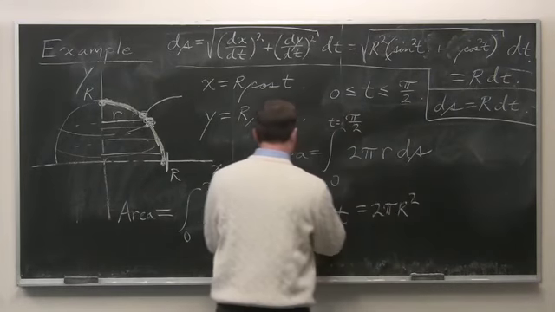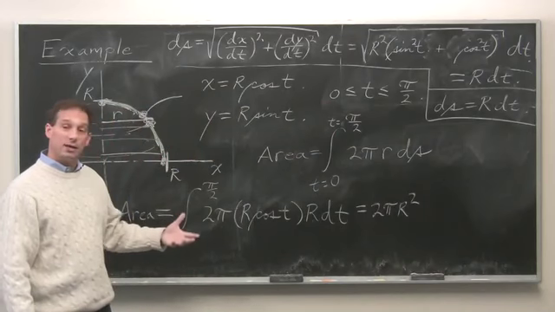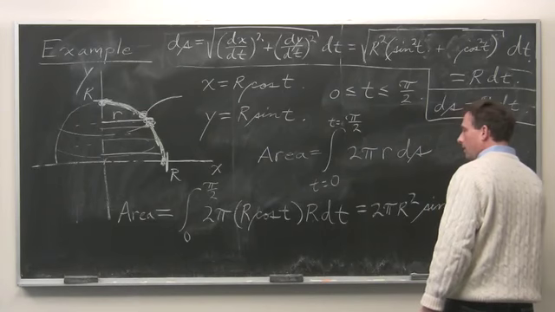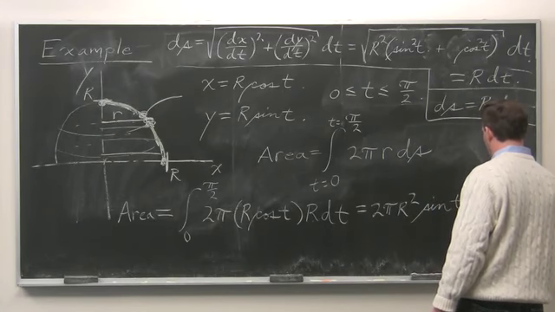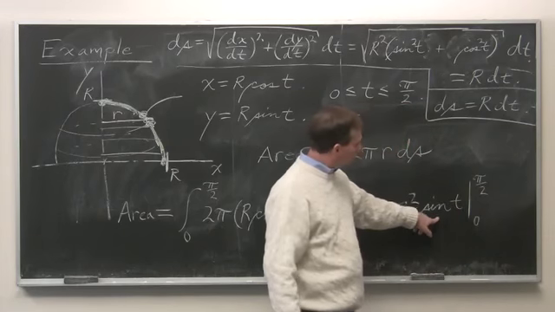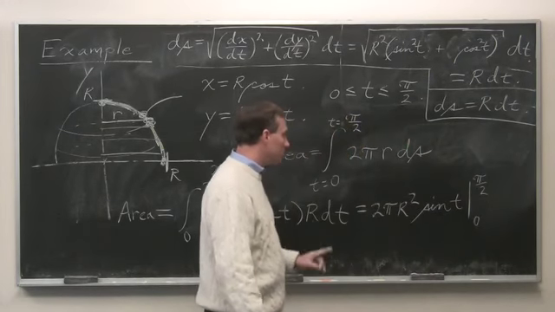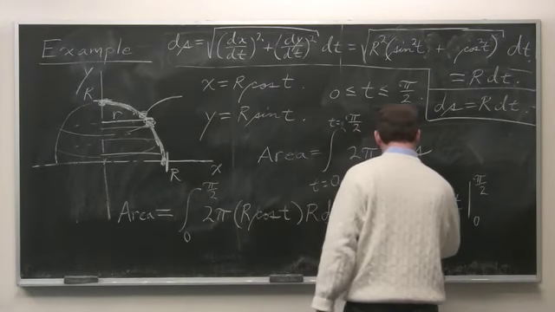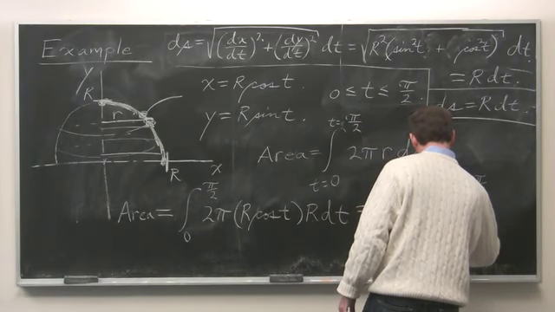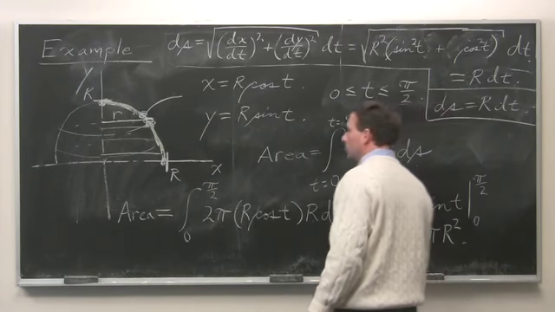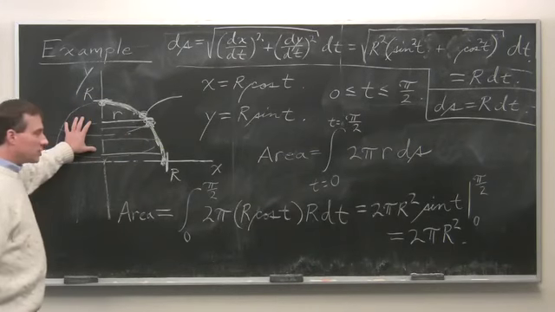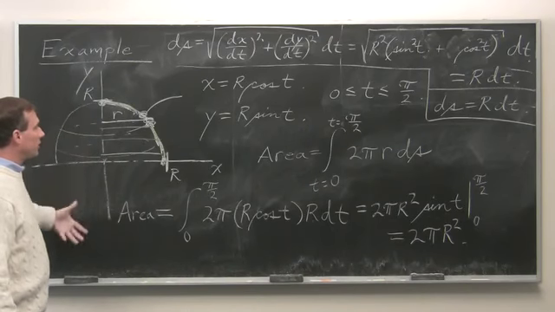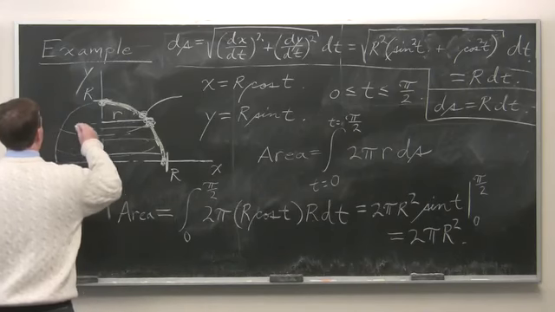We need to integrate cosine of t with respect to t, an antiderivative of cosine of t, sine of t. And you evaluate from 0 to pi over 2. So you plug in pi over 2. Sine of pi over 2 is 1. You subtract what you get at 0, which is 0. So we just get 1 times 2 pi r squared. So our integral gives us the area of this surface of revolution. We get that it's 2 pi r squared. So the area of the whole sphere is 4 pi r squared, as you should know.